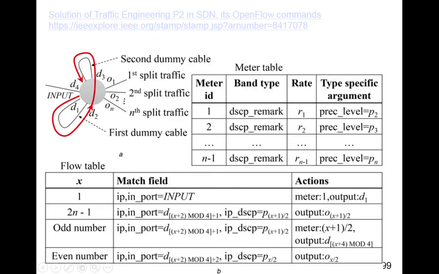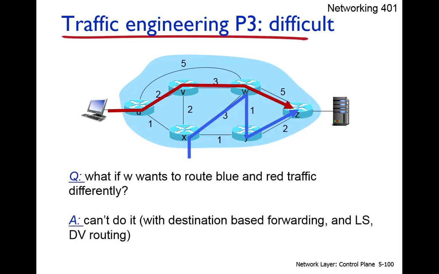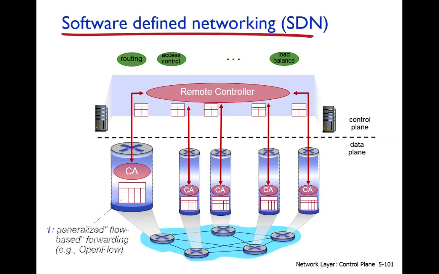So the first advantage of SDN is that the forwarding table in the SDN switches is more generalized. It is not only based on IP destination, but IP source, TCP protocol or UDP protocol, TCP port number or UDP port number, source port number, destination port number, MAC addresses, etc. Okay, so this is the first advantage of SDN.